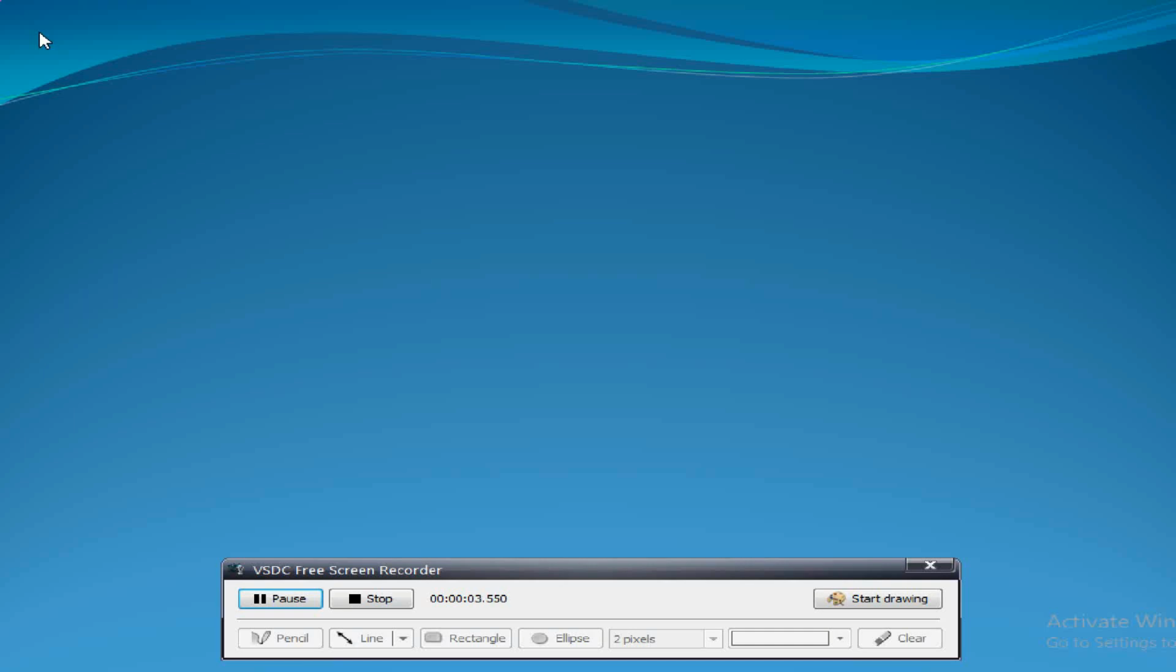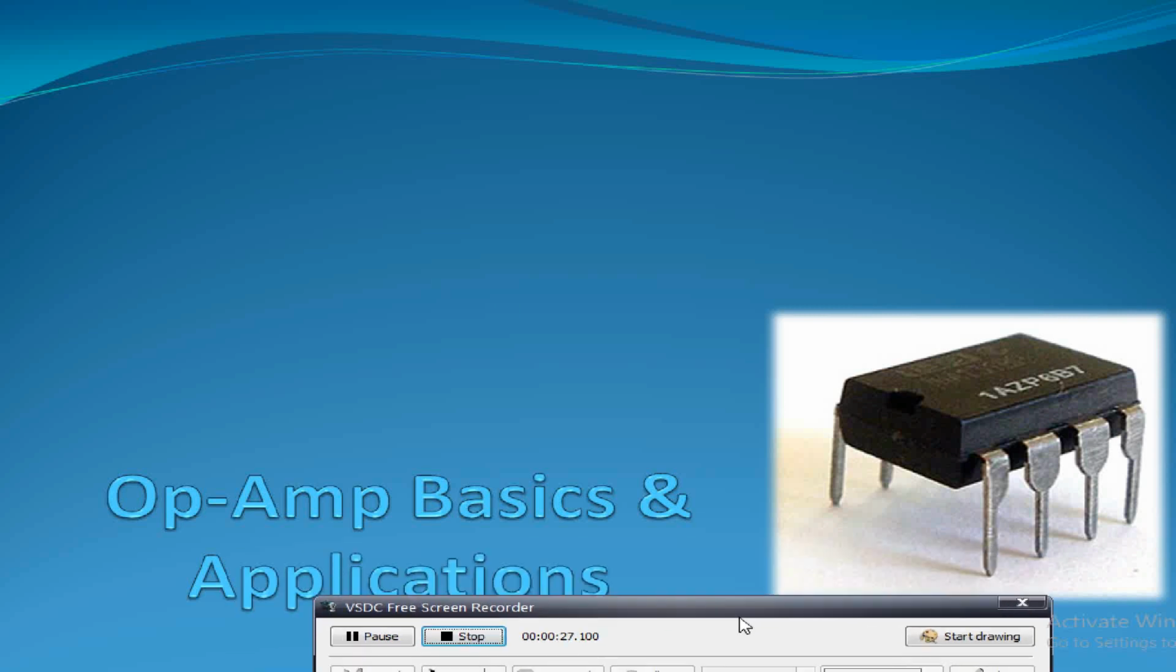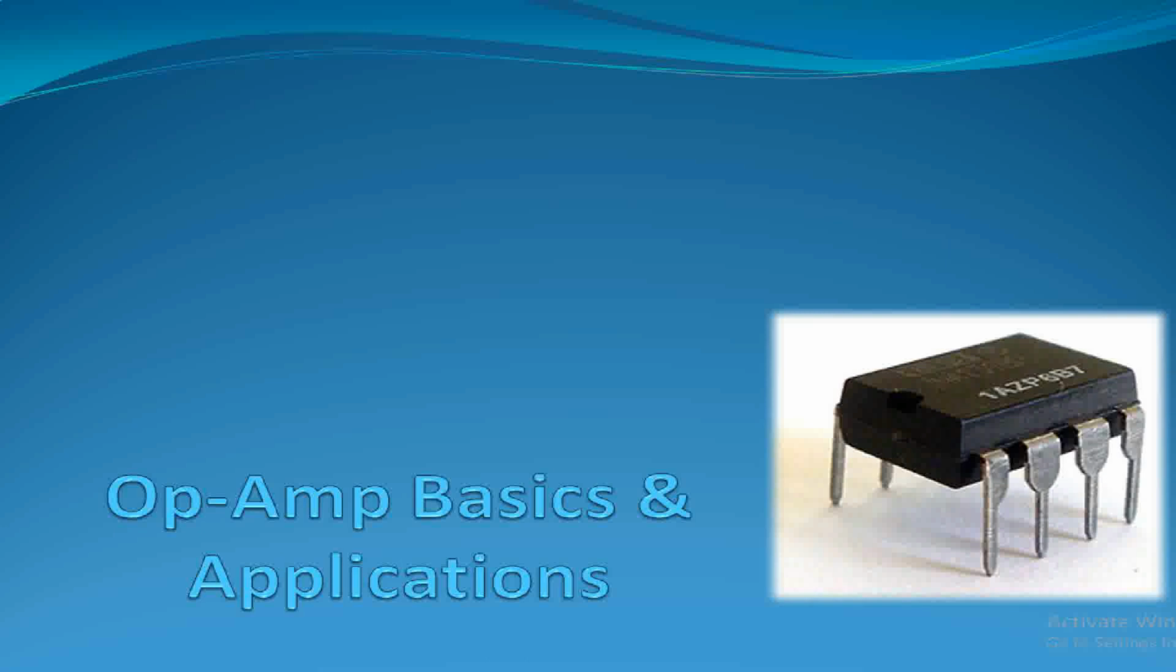Hello students, let us see about operational amplifier, that is op-amp. Op-amp and its basics. So this is an op-amp IC symbol.